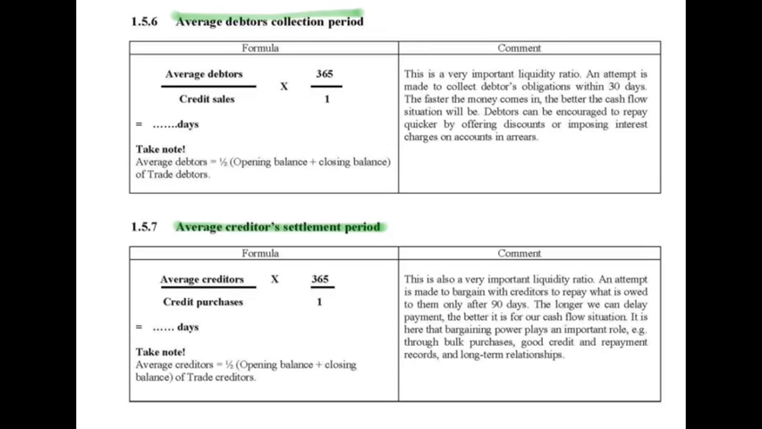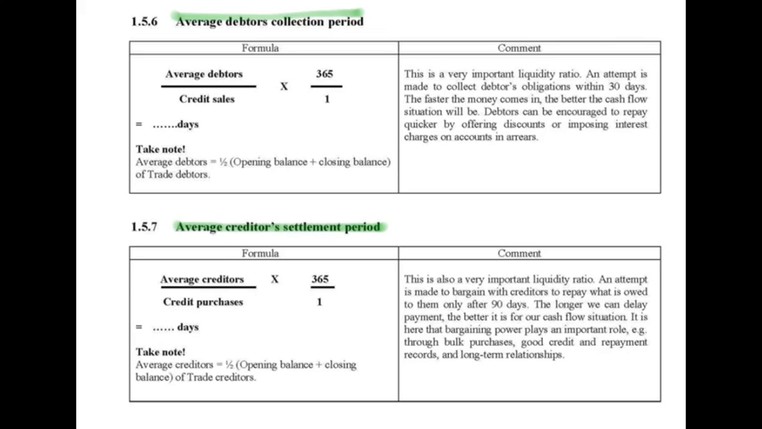If we're anticipating that the problem lies with my debtors, I will go and do an average debtors collection period calculation. Now, an average debtors collection period calculation says it's your average debtors over your credit sales times 365, because I want my answer to be given in days. Please take note. How do I get average debtors? I take the opening balance of debtors control plus the closing balance of debtors control, and I simply divide it by 2 or times it by half.